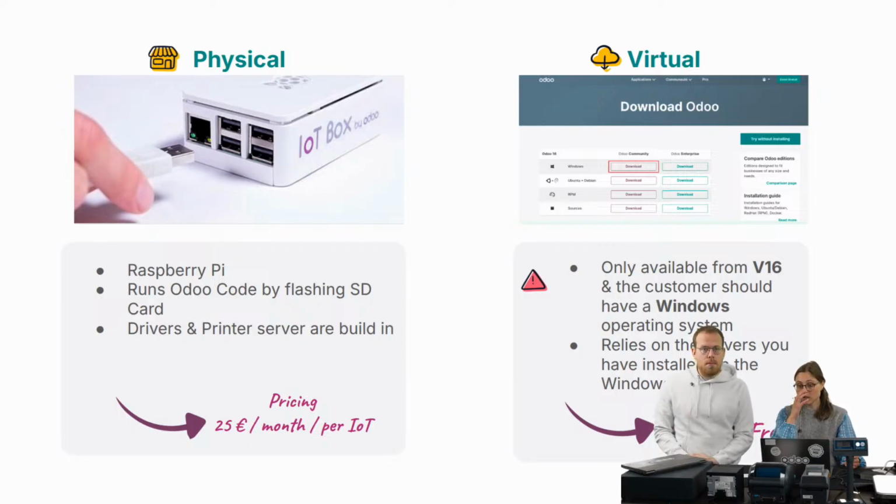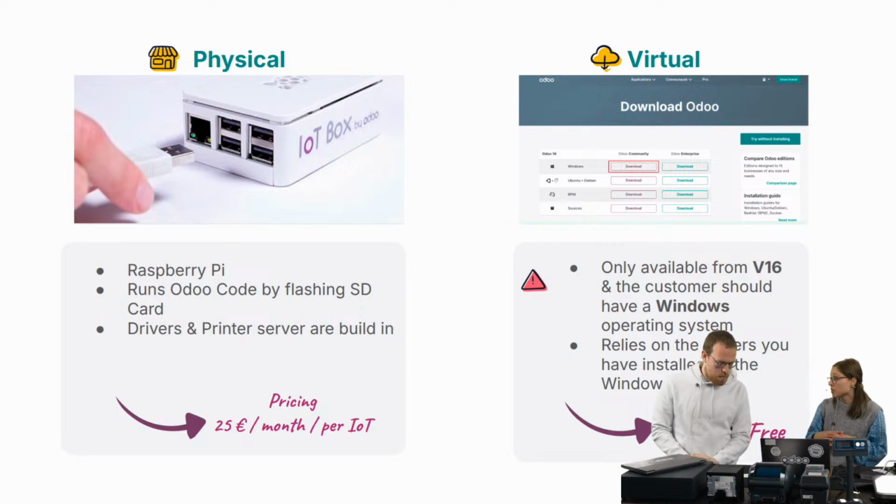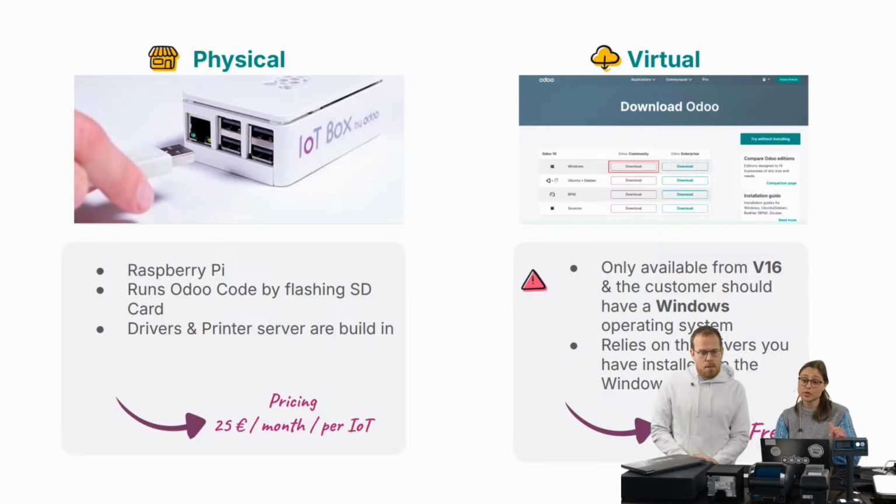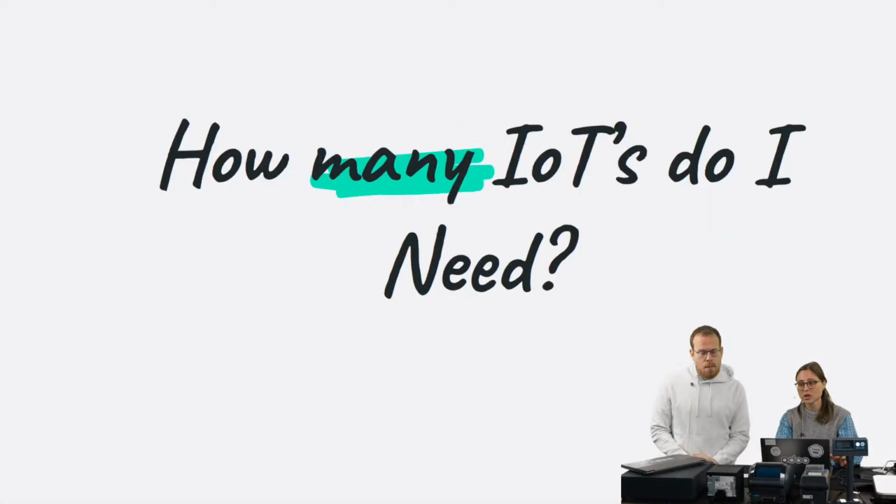The virtual one is only available from version 16 databases, and it's only available on Windows as well. Here we rely on the drivers of your computer to run the devices. So if you install a printer, you really need to make sure it's installed on the computer and that you have the available drivers as well. But here the difference is that the pricing is free. Now we don't really recommend to have the IoT on all setups. We're going to discuss that as well.